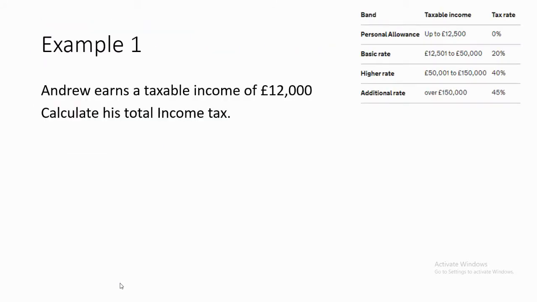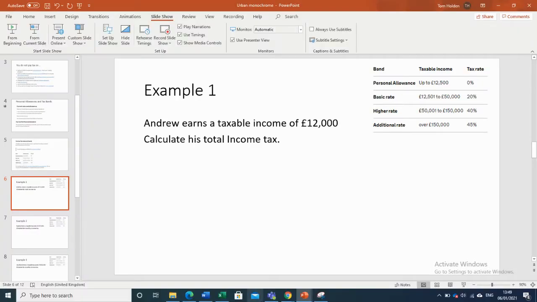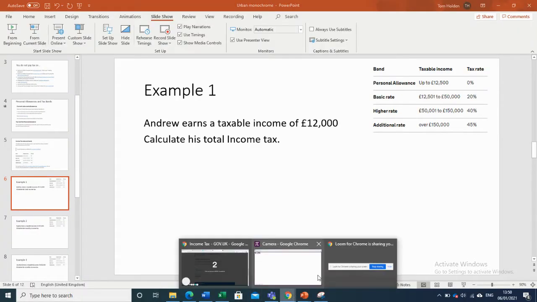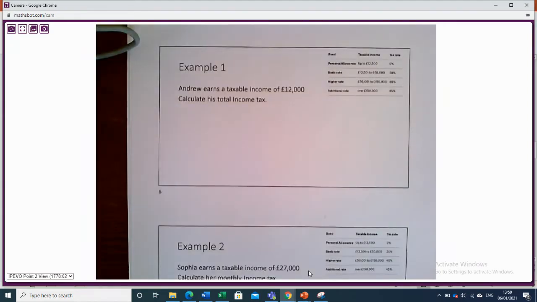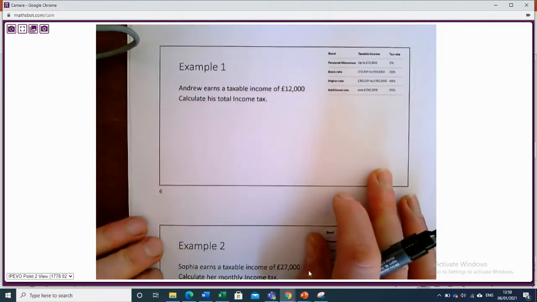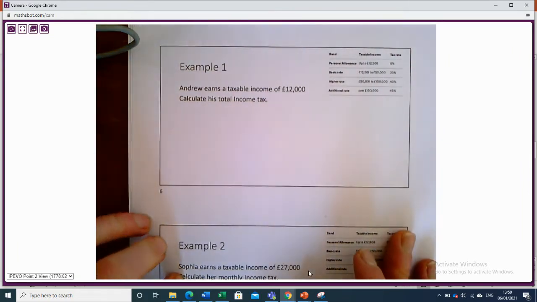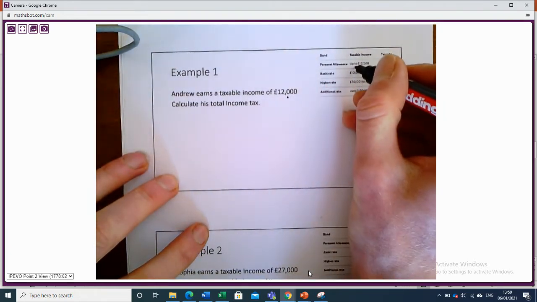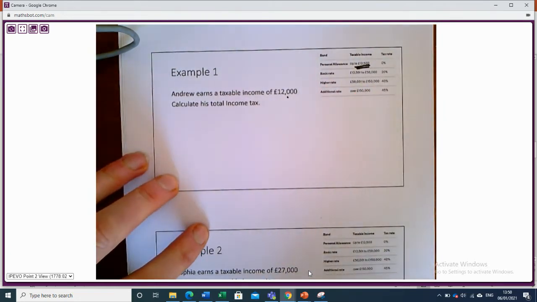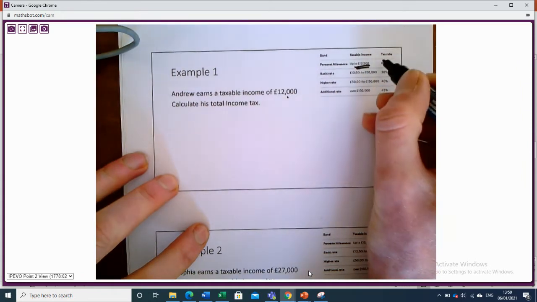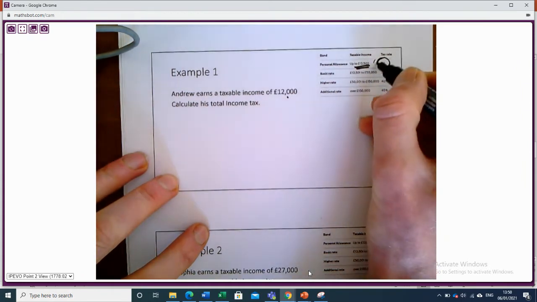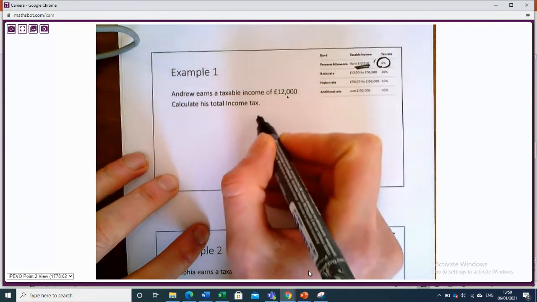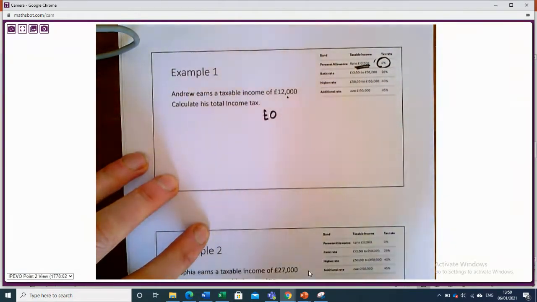Right, so we're going to exemplify that with some examples. You just switch onto my webcam. There we go. Right, so example number one is Andrew. He earns £12,000. What is his total income tax? Well, £12,000 is underneath £12,500. It's underneath your personal allowance. So this is a really simple question because Andrew pays 0% tax. So his total income tax would be £0. But obviously that's because £12,000 as a salary isn't very much.